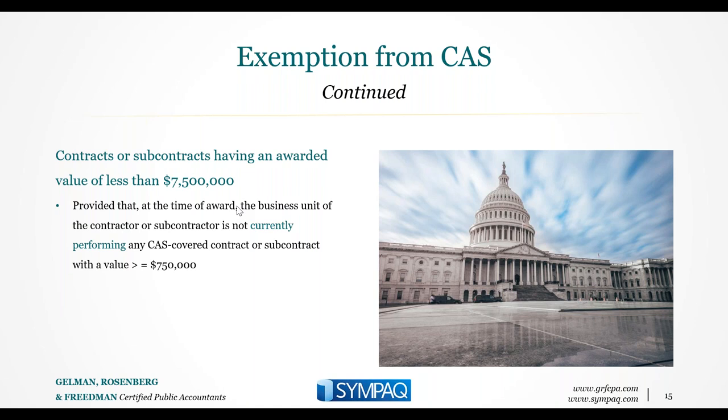If you have another CAS covered contract within that 2 years that is awarded at least at the $750,000 threshold, you continue to have the CAS coverage. If not, there'll be a break in CAS coverage and you have to start over. And as you can see in the definition, provided at the time of the award, the business unit, contractor, or subcontractor is not currently performing. So there is a definition as to what is currently performing as well.